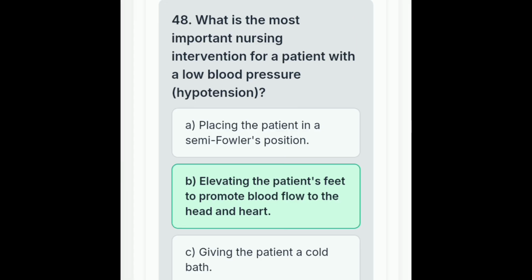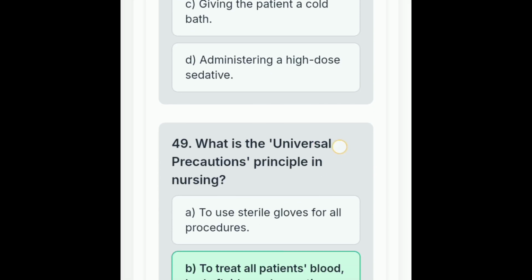48. What is the most important nursing intervention for a patient with low blood pressure, hypotension? Option A, placing the patient in a semi-Fowler's position. Option B, elevating the patient's feet to promote blood flow to the head and heart. Option C, giving the patient a cold bath. Option D, administering a high-dose sedative. B is the appropriate answer.